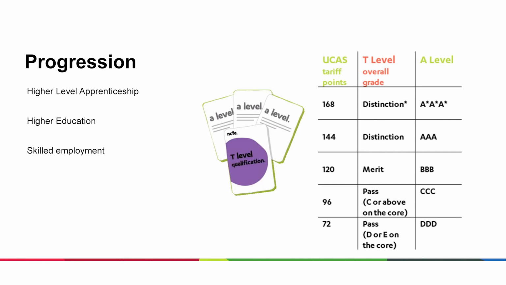The T Level qualification should provide excellent progression opportunities for learners, with options ranging from higher level apprenticeships to skilled employment. And because the T Level qualification attracts UCAS points, it also provides pathways into higher education. In particular, we can see that a T Level distinction star grade is equivalent to 3 A levels at A star, attracting 168 UCAS points, reflecting the size and rigour of the T Level qualification.